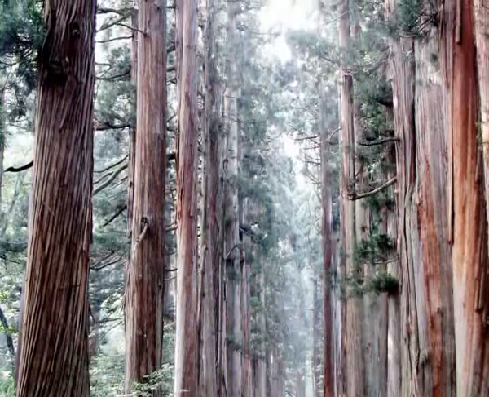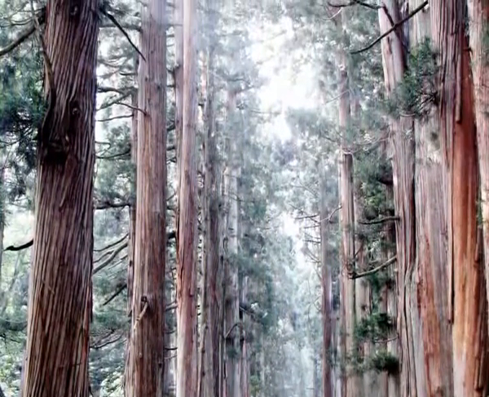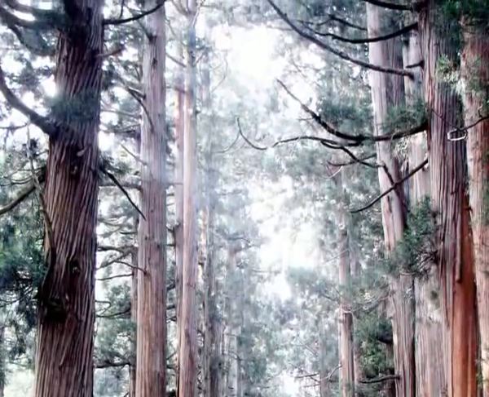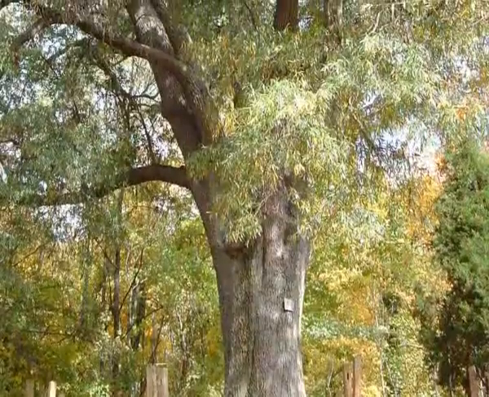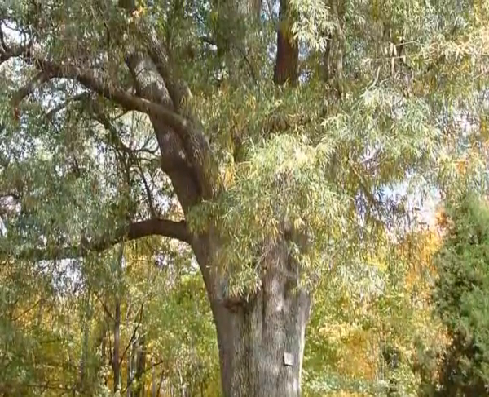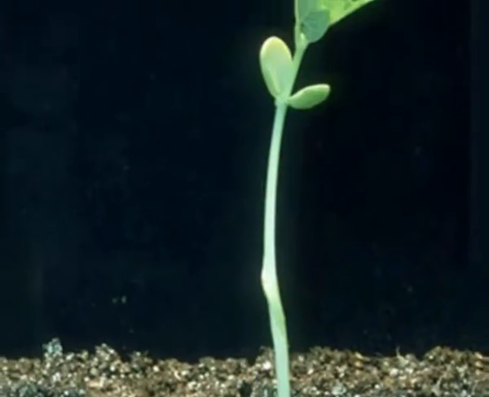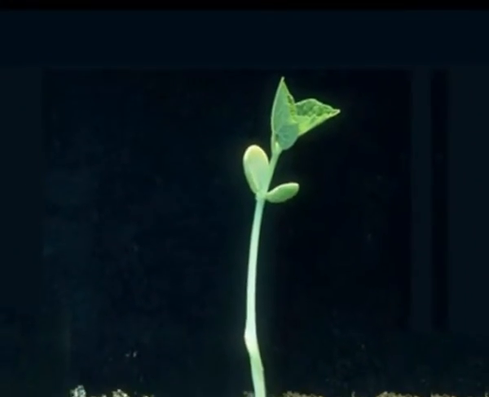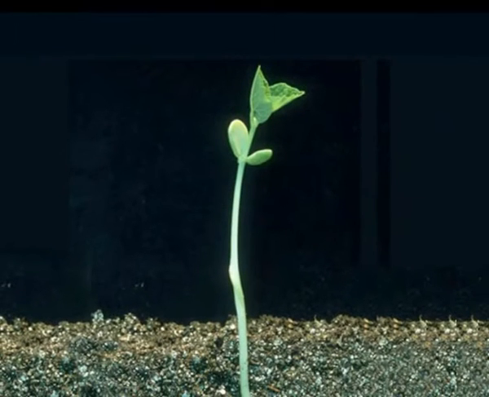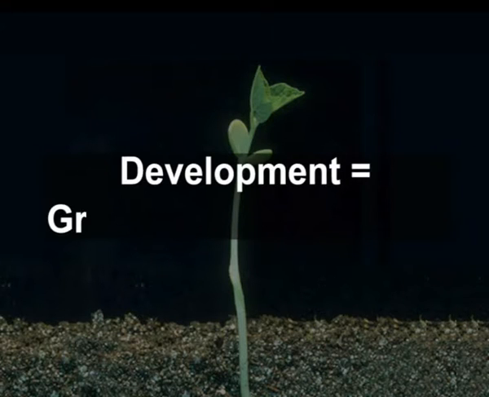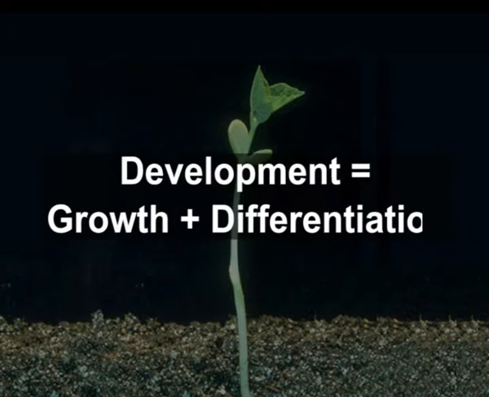This is all due to the fact that all plant organs are made up of a variety of tissues or cells, and all these cells of a plant are descendants of older cells. The question is, then, why and how do they have different structural and functional attributes? Basically, development is the sum of two processes, growth and differentiation.